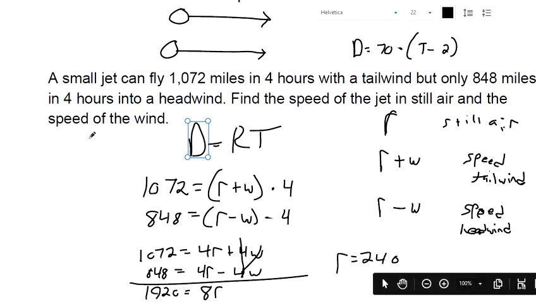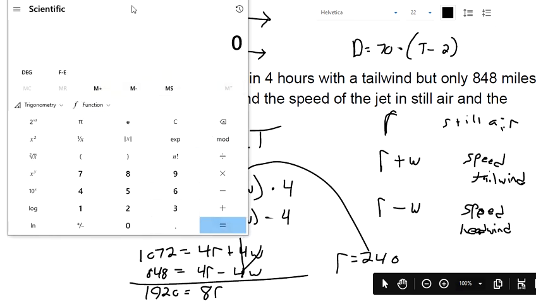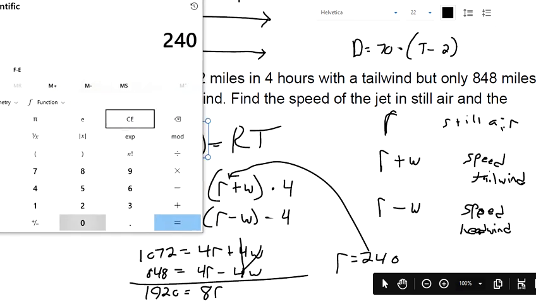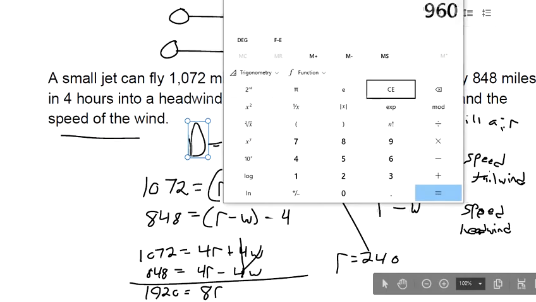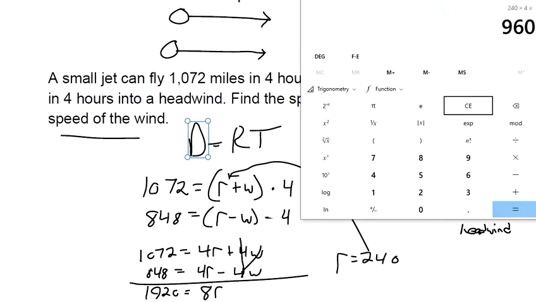No, it does. It does want that. Sorry, speed of the wind. So you just got to plug 240 back in here for r, or into the other equation, either one. So we do that, 240 times 4, 1,072 subtracted by that result. And then we need to divide by 4. So you're going to get 28 miles per hour. 28 miles per hour for the speed of the wind if you plug in 240.